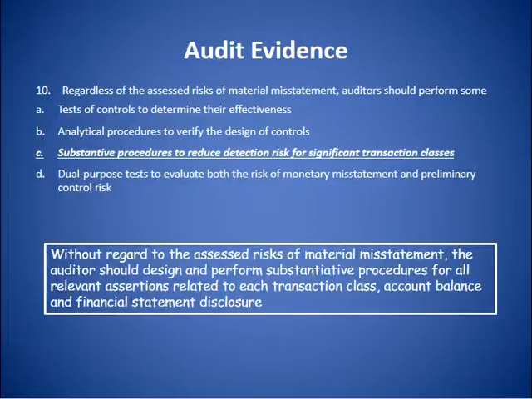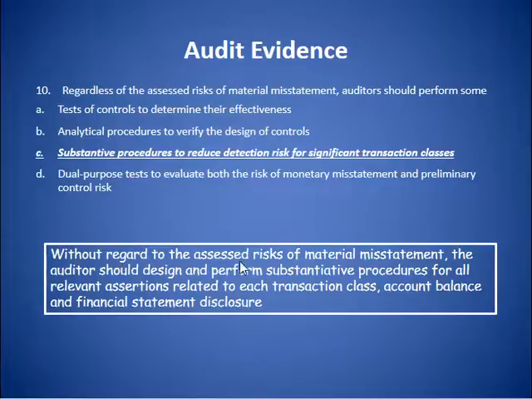Okay, let's look at the answer to number 10. Regardless of the assessed risks of material misstatement, auditors should perform some, and the answer is C, substantive procedures to reduce detection risk for significant transaction classes. And again, this is a requirement.